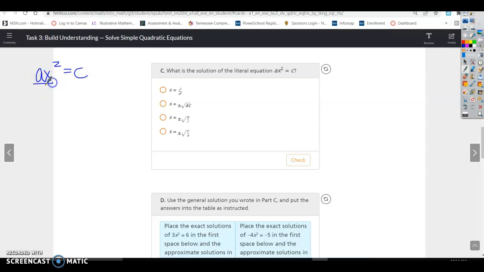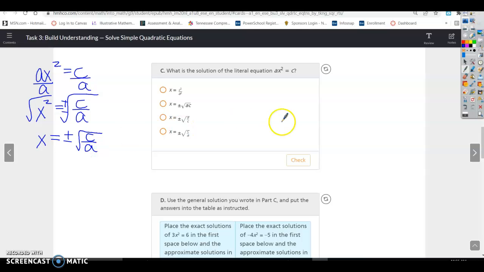And to get x by itself, we're first going to divide by a. So we're going to have x squared equals c over a. And then we're going to take the square root of both sides. And when we do that, remember you get a plus or minus. Square root cancels the squared term here. So x equals plus or minus the square root of c over a. All right, so the answer for this would be the last one.